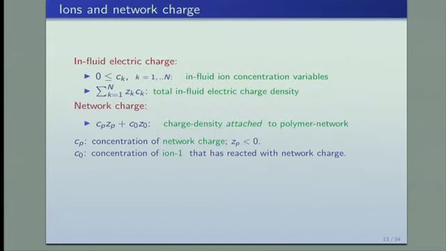Okay, now when we bring in charge. In principle we have a family of anions. These are concentration variables, and if you say z_k's are the corresponding valences, this is the total charge of the ions. These ions, of course, can be inside or outside. And then the network has some charge.